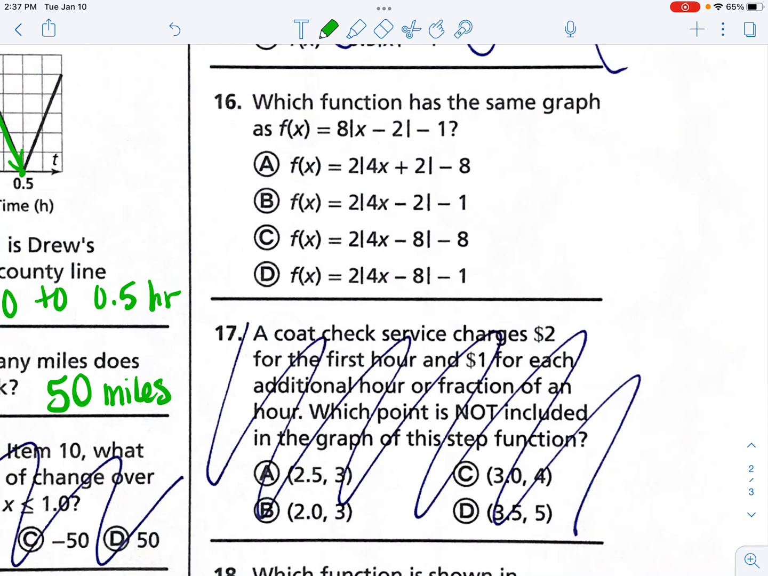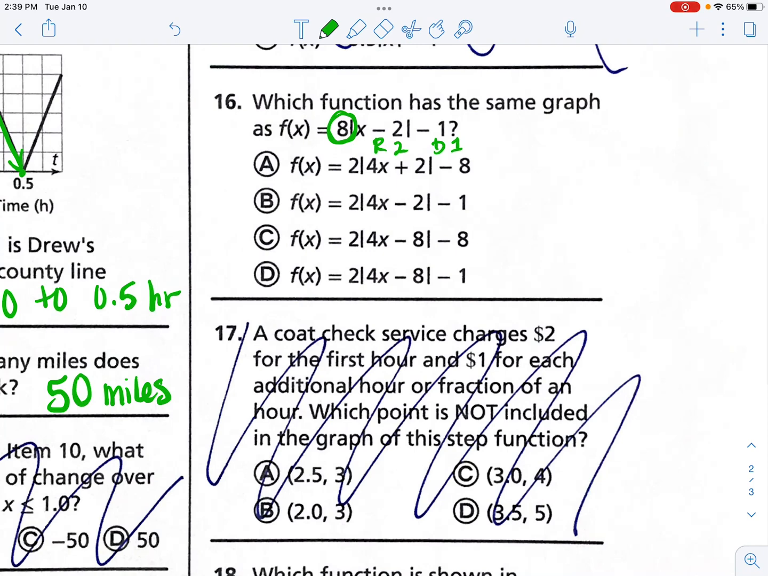As I was saying, f of x equals the absolute value of 8 times (x minus 2), and then minus 1. What's happening in this problem is it's being vertically stretched by a factor of 8, then it's moving to the right 2, and then it's moving down 1. So the graph also has to move right 2 and down 1.